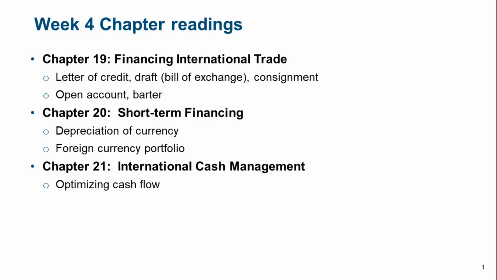This week's readings cover 3 chapters. Chapter 19 focuses on financing international trade, things like letters of credit, drafts, consignment, and open account methods. Chapter 20 shifts into short-term financing with a spotlight on currency depreciation and foreign currency portfolios. Finally, Chapter 21 takes us into international cash management, where we will talk about optimizing cash flow across multinational subsidiaries.